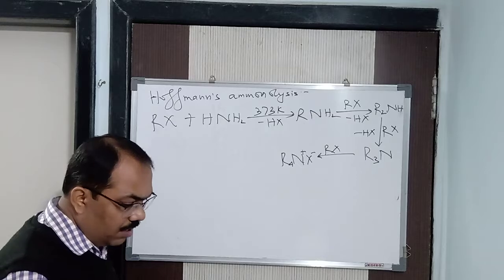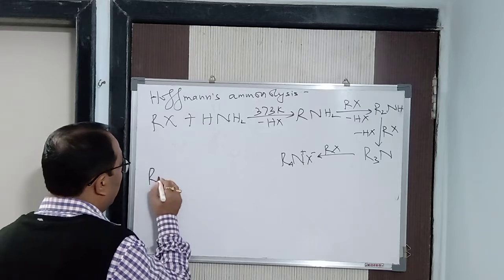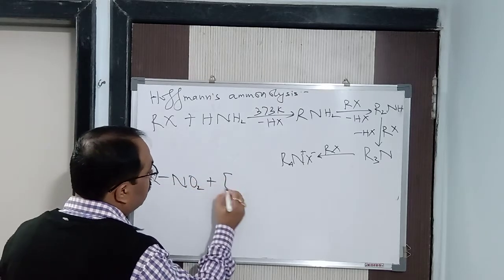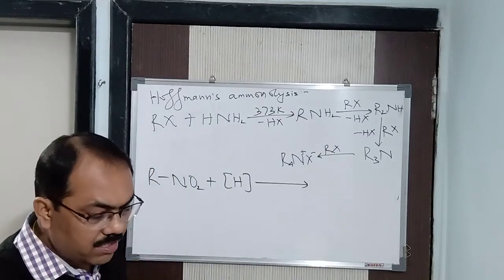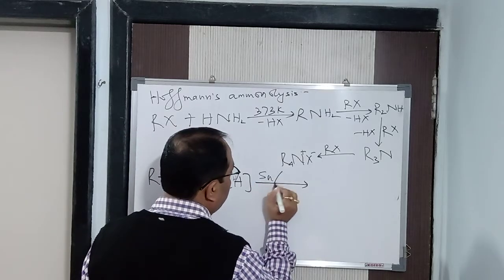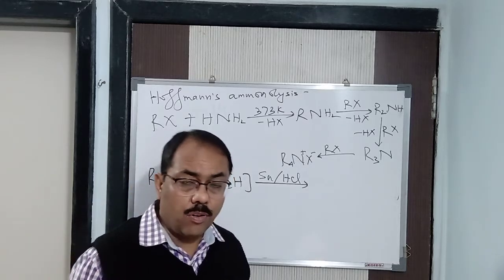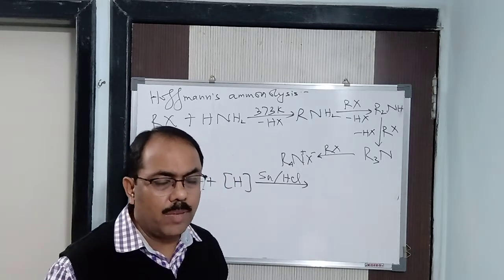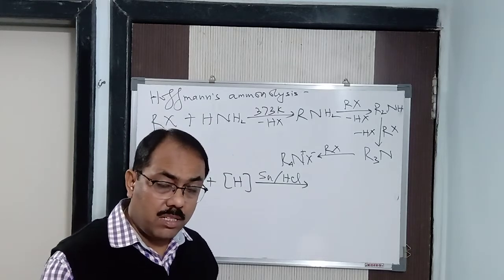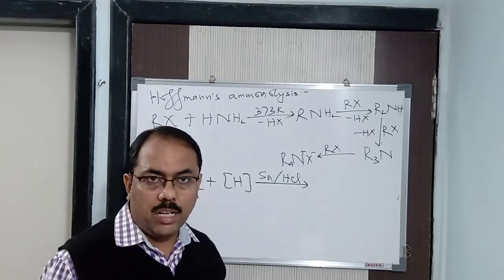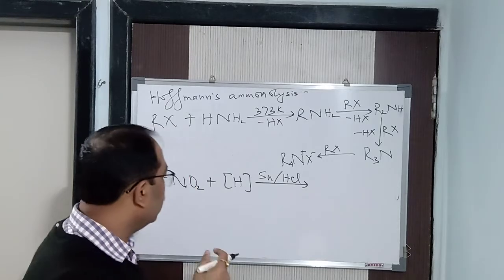Now next, we can prepare amines by reduction of the nitro compounds. For example, if I take RNO2 plus nascent hydrogen. Nascent hydrogen you can get from any reducing agent. You can use Sn/HCl, zinc and HCl, LiAlH4 or NaBH4, that is lithium aluminum hydride or sodium borohydride. You can use nickel, platinum or palladium in presence of molecular hydrogen, which is known as catalytic reduction, you know that. So any reduction can be carried out to get amines.